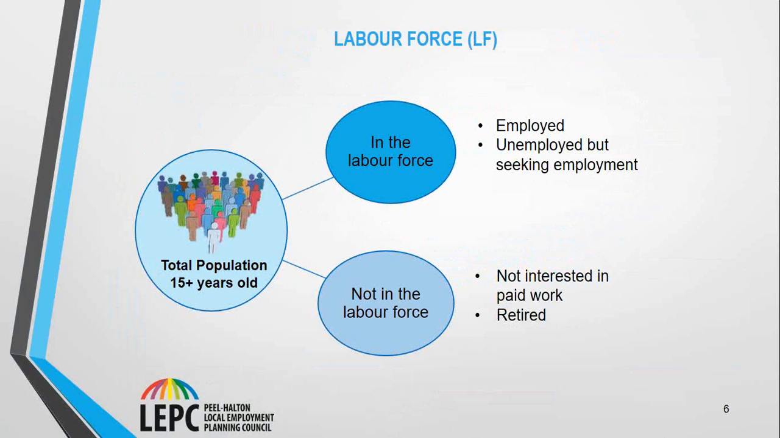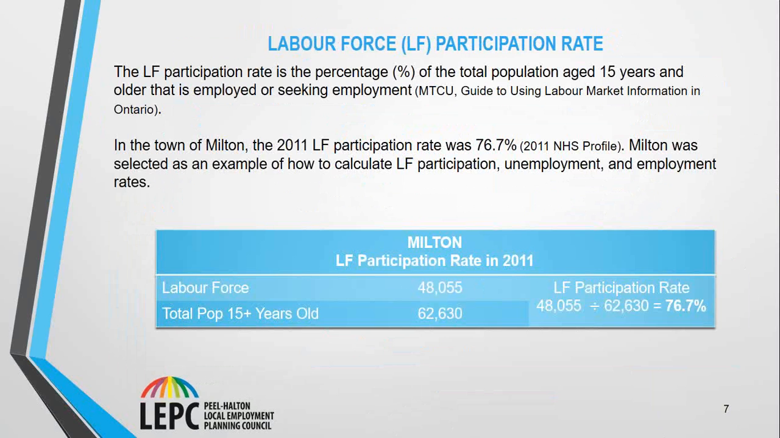Now that we have a good understanding of a labor force, let's see what the labor force participation rate is. Labor force participation rate is the fraction of total population aged 15 years and above who are in the labor force, which means who are employed or looking for employment. For calculating the labor force participation rate, we should find the ratio of labor force to the population of age 15 years and above. Let's take Milton as an example. In 2011, labor force population in Milton was over 48,000, and the total population aged 15 years and over was over 62,000. For calculating the labor force participation rate, we should divide 48,000 by 62,000 and we get 76.7% for participation rate in Milton.